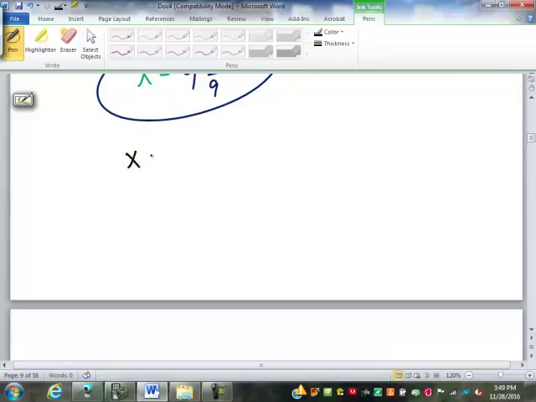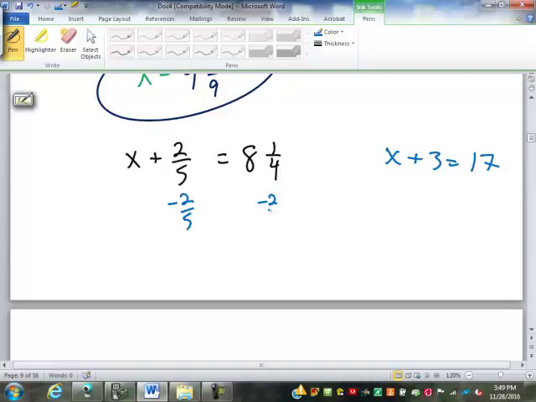So what if we try something like this? X plus 2/5 equals 8 and 1/4. What would we do to solve that one? What's happened to our variable? Well, they've added 2/5. This is the same as if we had X plus 3 equals 17, right? We just subtract the 3. Same here, we're just going to subtract the 2/5. It looks a lot more complicated because the fractions are there, but it's really the same simple one-step equation.